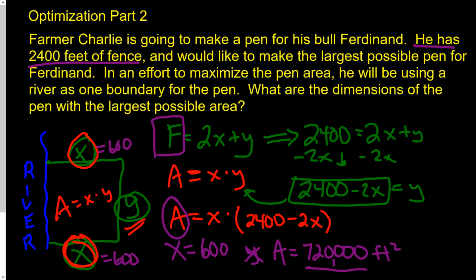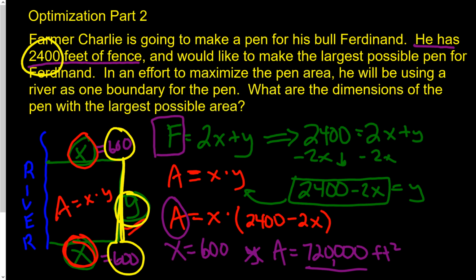Then to figure out the y value, let's see, yellow here. To figure out this y value right here, we have 600 and 600, that's 1200. And the total amount of fence is 2400, so 2400 minus 1200 is 1200.